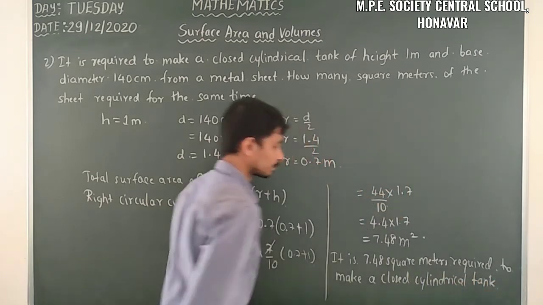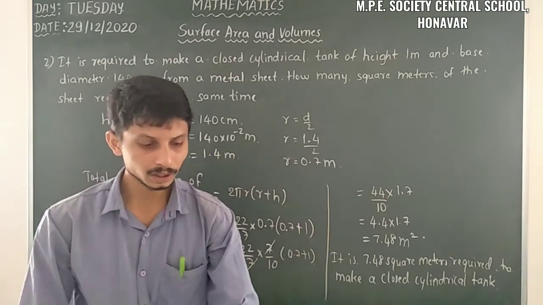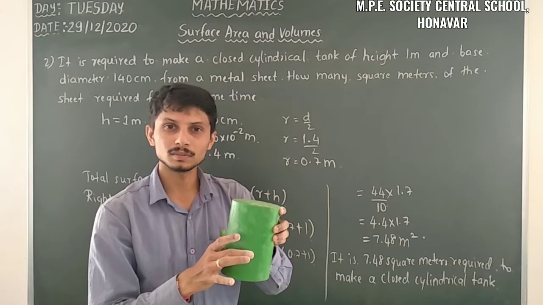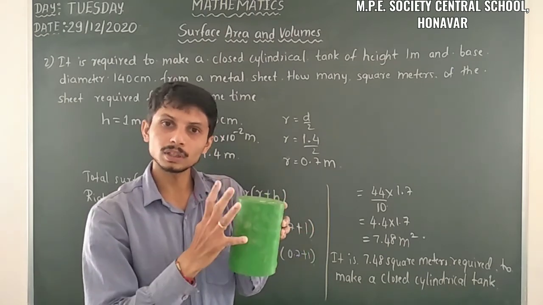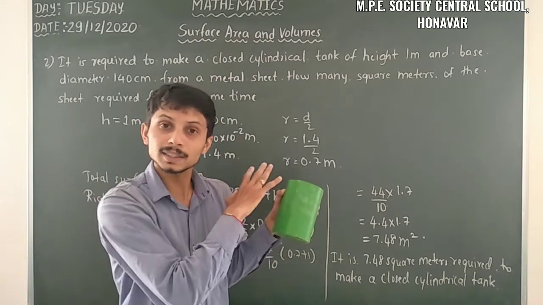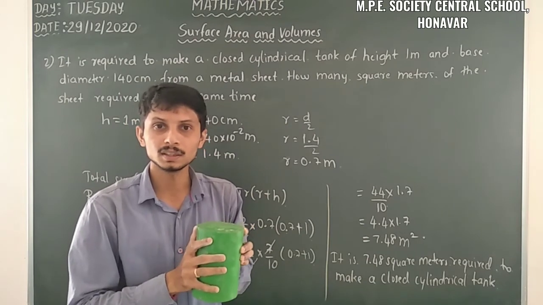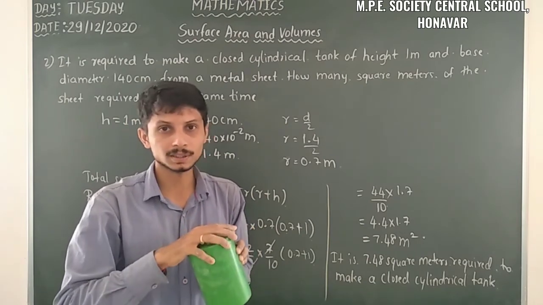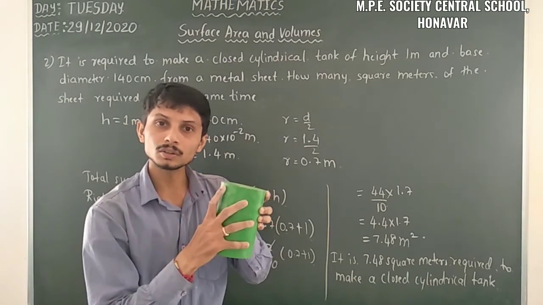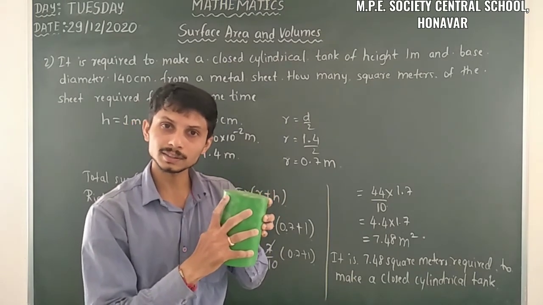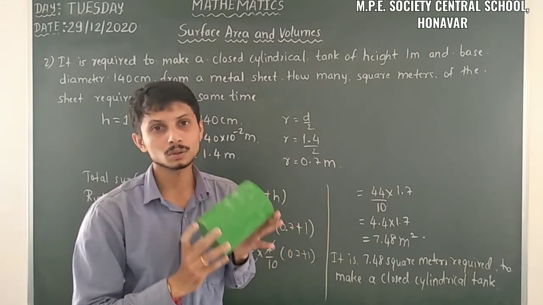Tank. That means when you have only the curved surface area, only this surface you want to cover with the sheet, then only the curved surface area is enough. Here it is given closed, so that means you have to cover completely with the sheet, so you have to find the total surface area. So this part we also have to cover, it's the total surface area.